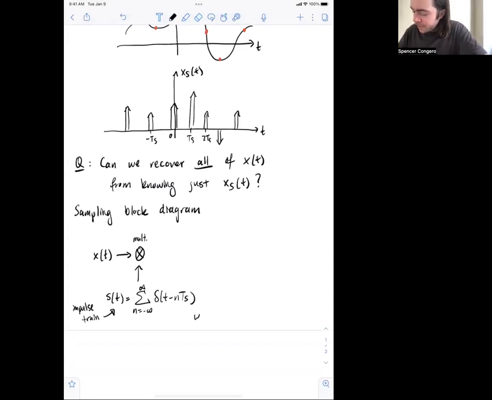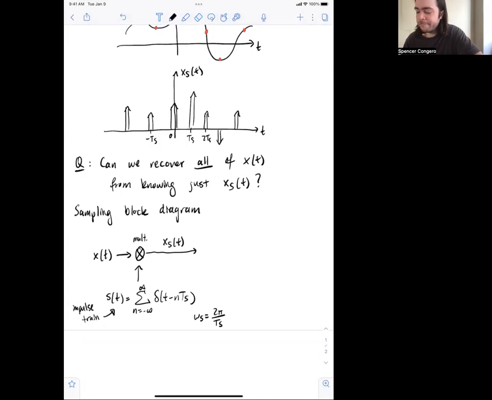All right, and remember, we also had the sampling frequency, which is 2 pi over the sampling period. So the sampling period appears right there in the impulse train. We're also going to use the sampling frequency. And then what did we get out of that multiplication? We got our sampled signal, right? Our sampled signal x sub s of t was just x of t times our impulse train s of t.